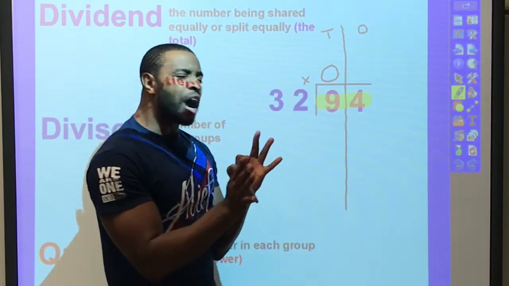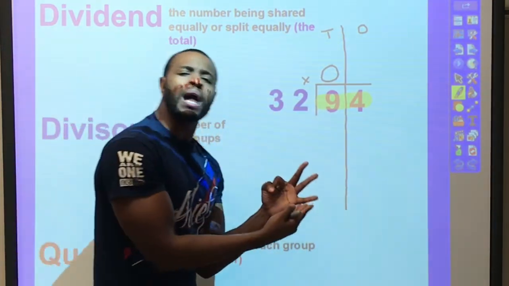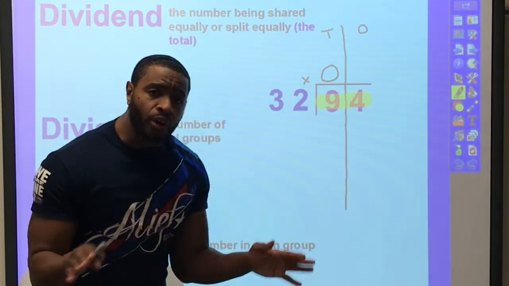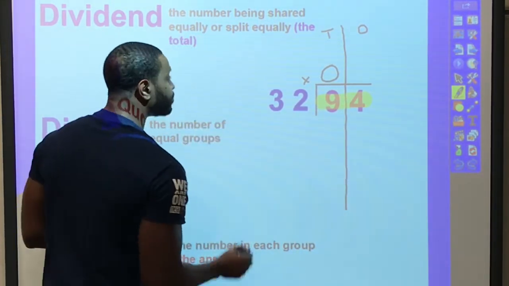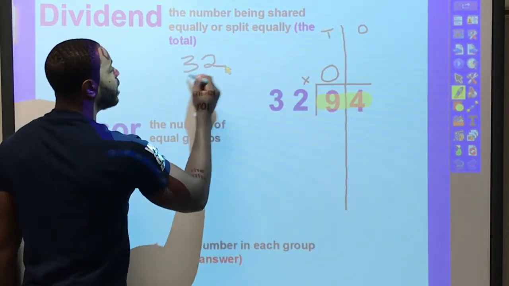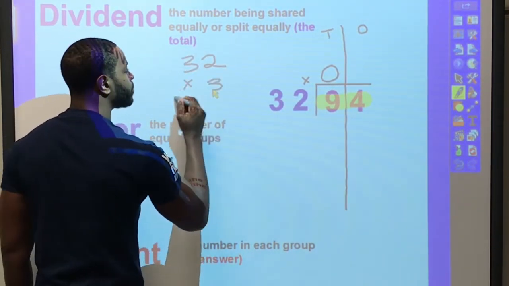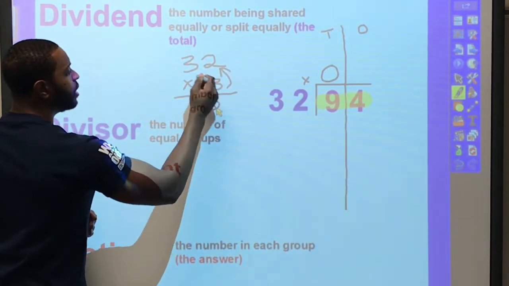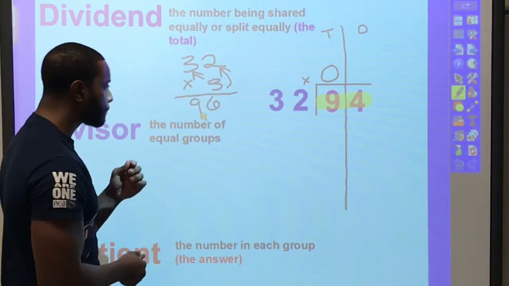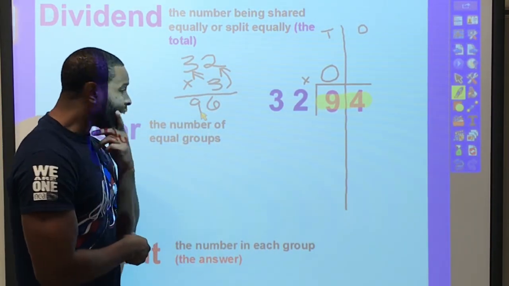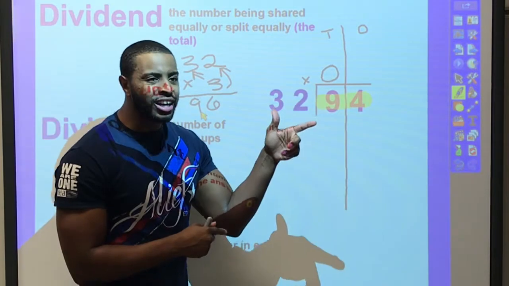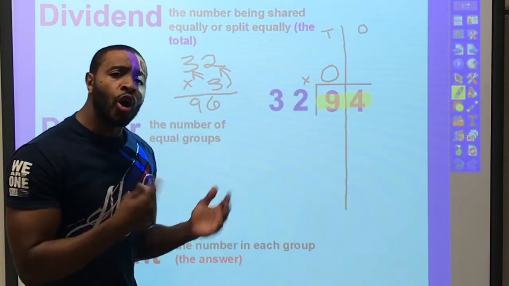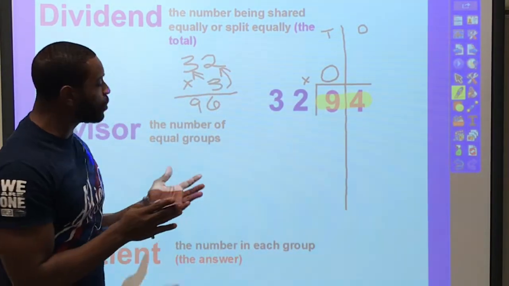So I have to test out my real number 32 and multiply by 3 to see if it gets us close to 94 without going over. So let's try it. 32 times 3. I know that 3 times 2 is 6. 3 times 3 is 9. Uh-oh! Oh, man, I went over. I can't use 3, that's too much because we got to get close to 94 without going over. So I can't use 3.